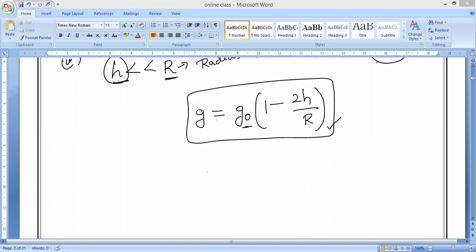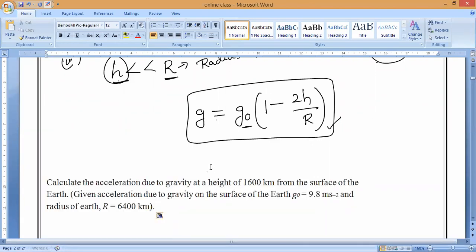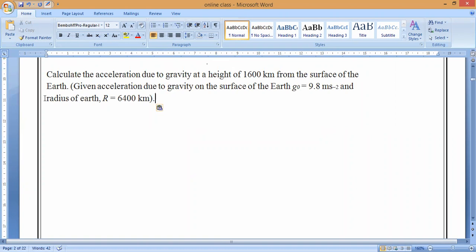So now let us proceed with this numerical and see how we will solve it. Please all of you read this question. Calculate the acceleration due to gravity at a height of 1600 kilometers from the surface of the earth. Given acceleration due to gravity on the surface of the earth, G naught, is equal to 9.8 meter per second square, and the radius of earth is equal to 6,400 kilometers.